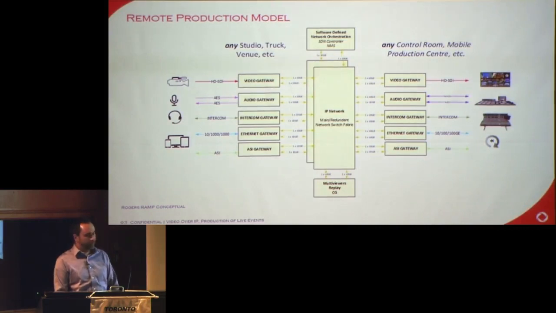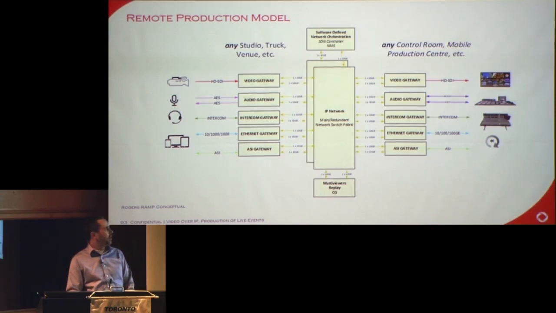Here's the model that we used to build out at Rogers. This was a whiteboard that kind of turned into a model that we scaled out across the country. We say we want to support any studio, any truck, any venue, and marry it into any control room, any production center, production hub. So we came up with this model, and really this is a templatable, scale-out model. You can add another studio by copying, pasting, and dropping the new nodes on the network with new IPs. We can add studios and control rooms very quickly. If we just need to add cameras, we can just add more video gateways.